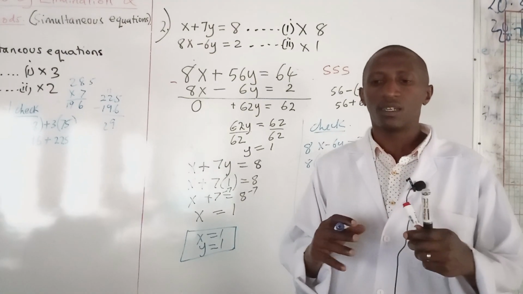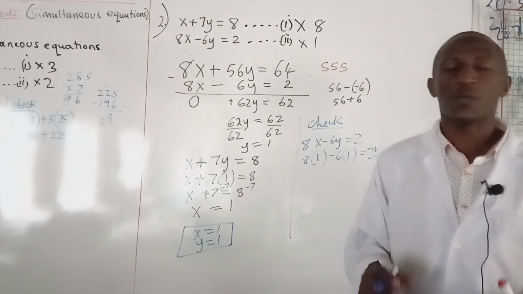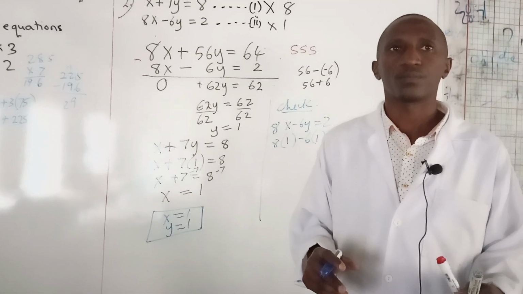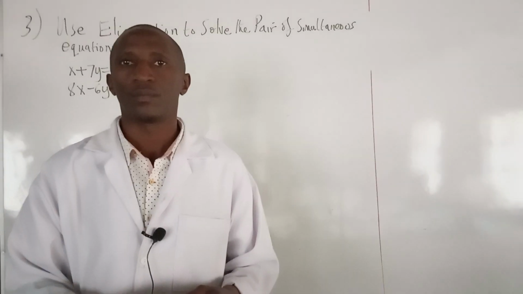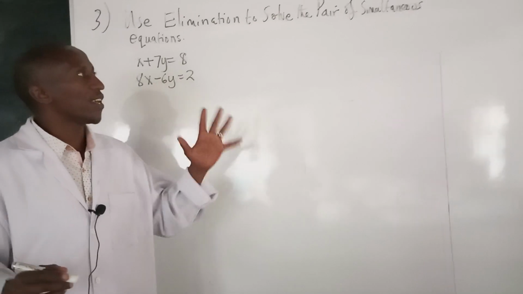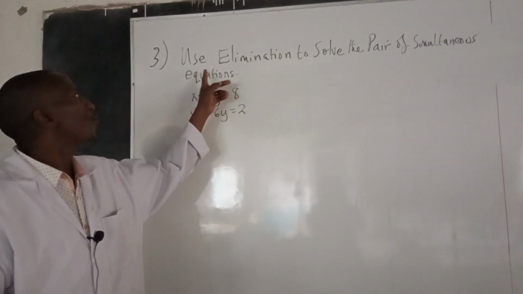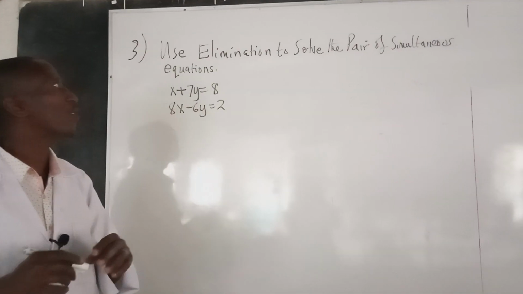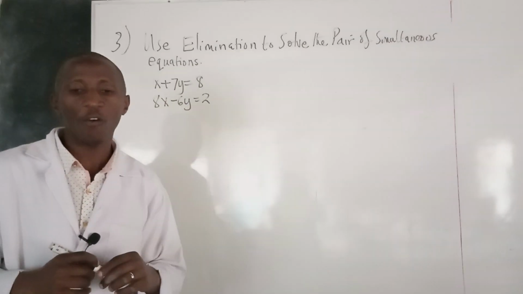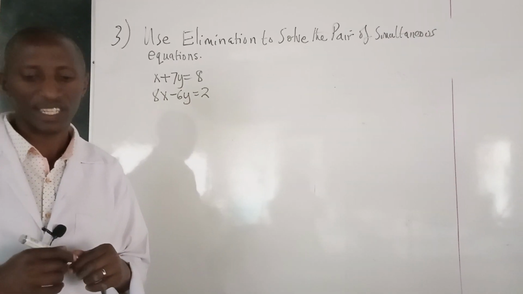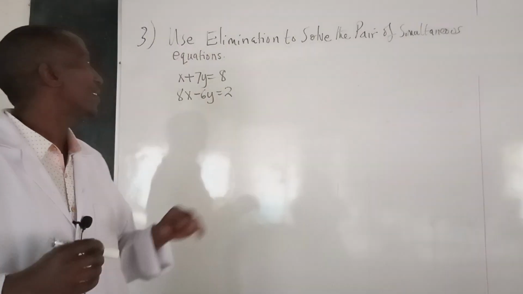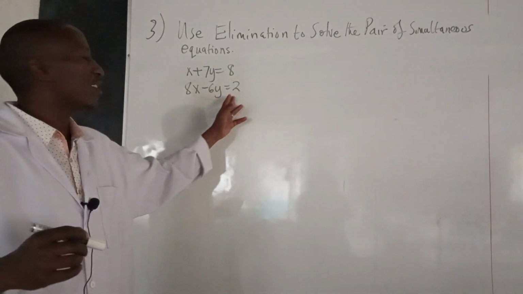How does it relate to substitution? Viewers, welcome back. In our example number 3, we are going to look at use of the elimination method to solve the same pair of simultaneous equations that we had in example 2. x plus 7y is equal to 8. 8x minus 6y is equal to 2.